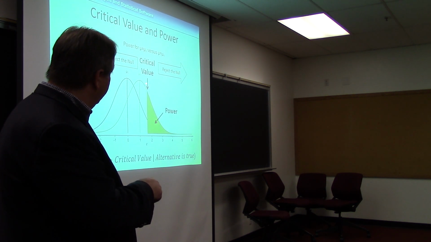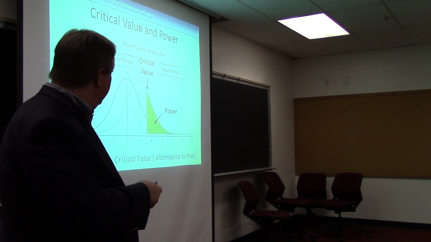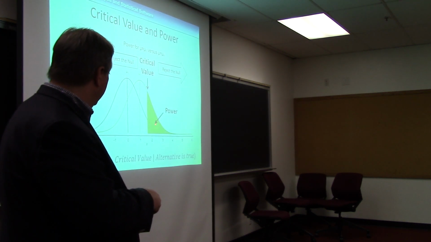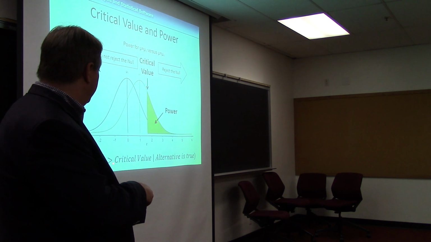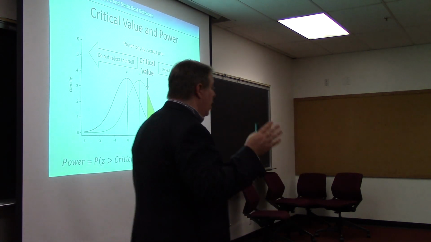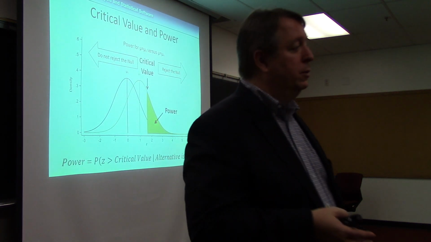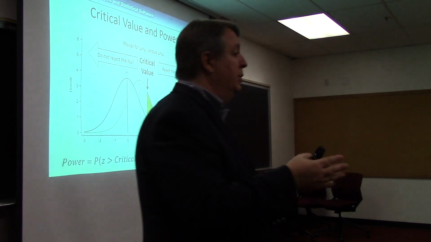But if we assume that the alternative hypothesis is true, that area under the curve, or that probability, is what we call statistical power. So power is defined as the probability that our z-statistic is greater than that critical value, assuming that the alternative hypothesis is true. Does that make sense? It's the same probability, but we're changing the condition.